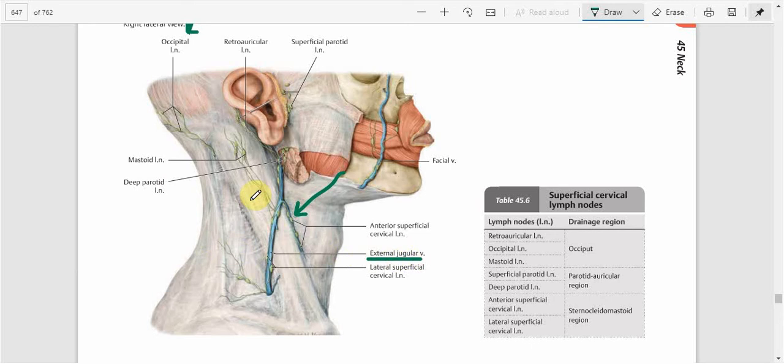Now let's talk about the deep group. Let's go with the names. Pre-auricular lymph node, mastoid lymph node, occipital lymph node, anterior superficial cervical lymph node, and the lateral superficial cervical lymph node.